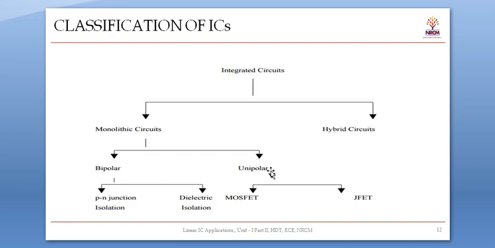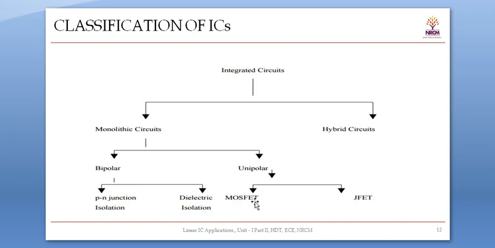And again, bipolar is classified into two categories depending on the isolation technique used. So bipolar is again classified into PN junction isolation and dielectric isolation, while depending on the FET used, unipolar is classified into two categories, that is JFET and MOSFET. So this is about the classification of the ICs.